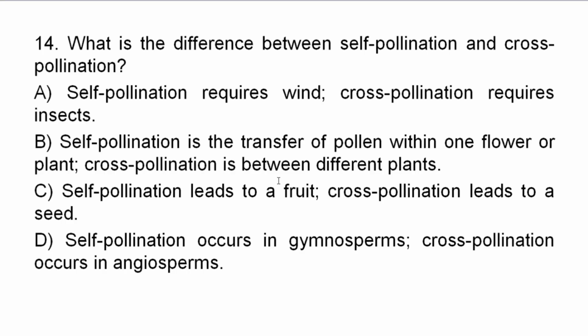Good. The correct answer is B. Self-pollination is the transfer of pollen within one flower or a plant. However, cross-pollination is between different plants. The transfer of pollen grain between different plants is known as cross-pollination, whereas the transfer of pollen grain within one flower or within a plant is known as self-pollination. So the correct answer for question number 14 is B.